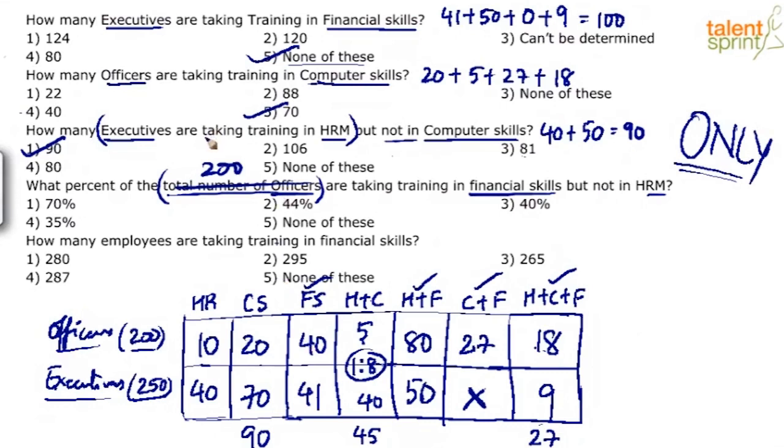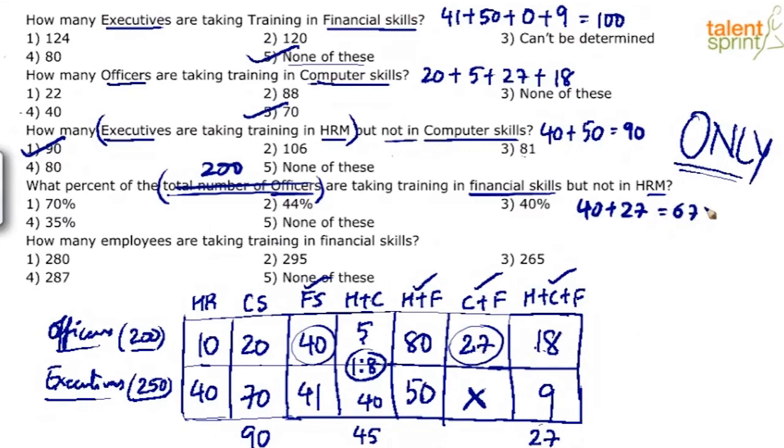So similar to the previous one, but here there is one extra calculation to be done. First find out financial skills but not HRM. That will be 40 plus 27. This value and this value, because we want financial skills, we don't want HRM. So this cannot be taken because this involves HRM. This can be taken because it is financial skills and not HRM. And 18 cannot be taken because it involves all three. So 40 plus 27 is 67.